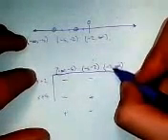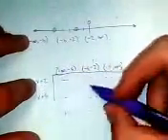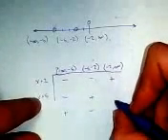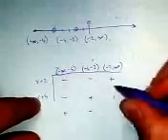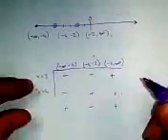Here we can use negative 1. Negative 1 plus 2 is a positive number. Negative 1 plus 5 is also a positive number. So these two together equal a positive number.